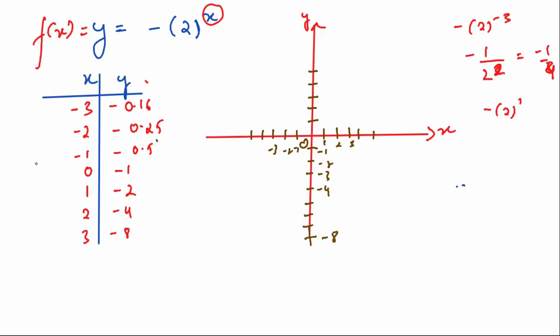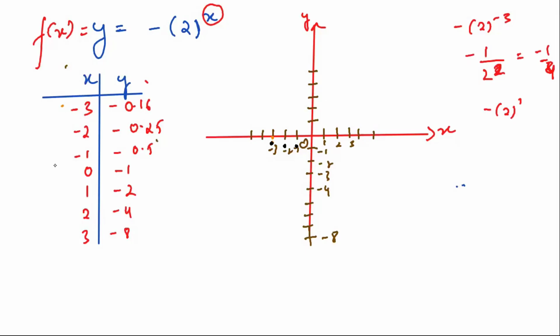Now what do we know? At x equals minus 3, my y is about negative 0.16, so something here. Let's take the black color to show you. This is my first point. Then at negative 2, we have negative 0.25, a little more. Then at minus 1, we have negative 0.5, so a little here, right? And then we have 0.